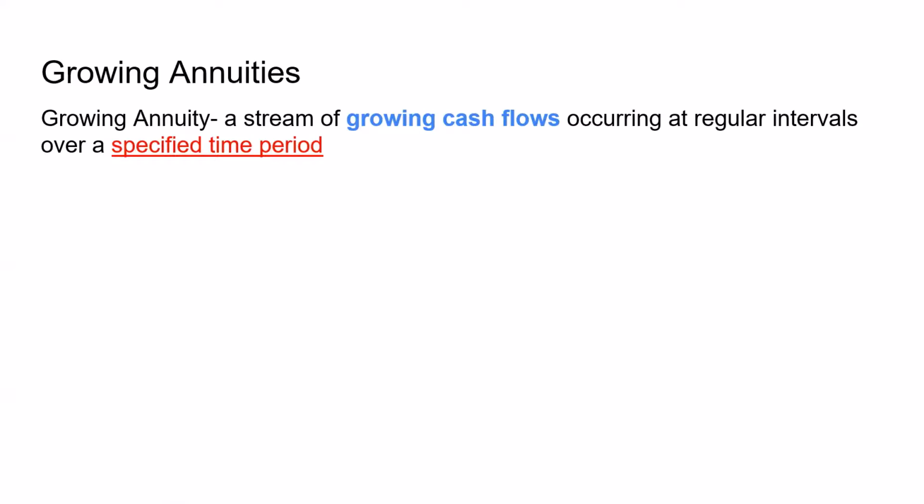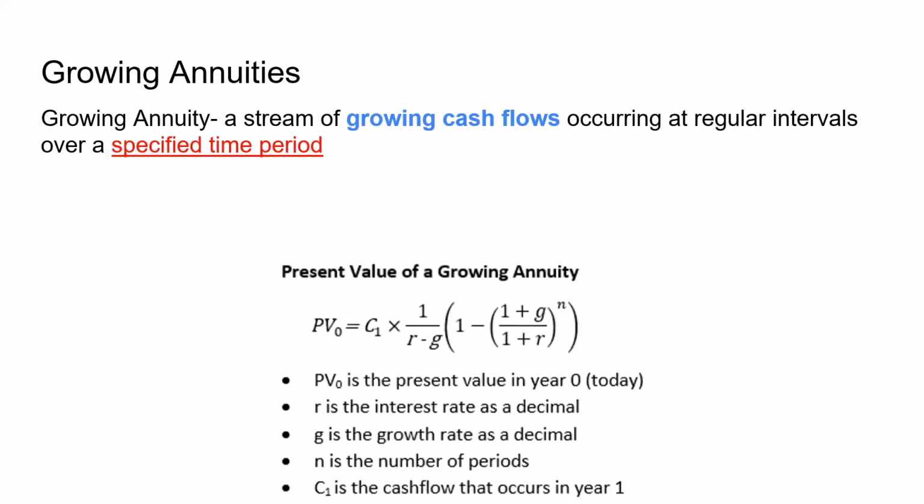Unlike with ordinary annuities, where we can use a financial calculator to solve them, we cannot use a financial calculator to solve for growing annuities. This is because growing annuities will have a growth rate that is separate from an interest rate. Most financial calculators don't have a way to input a growth rate. This means the only way to solve for the present value of a growing annuity is using the formula written here.